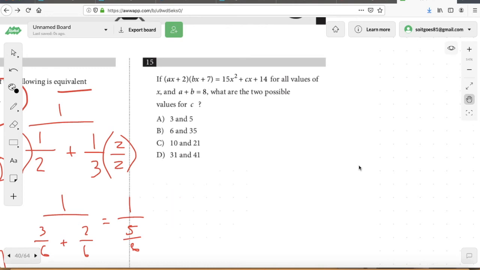Clear some space here. Okay. Oh, yikes. All right. If (ax + 2)(bx + 7), that whole messy thing, equals 15x² + cx + 14, that whole messy thing there, for all the values of x, and a + b = 8, what are the 2 possible values for c?